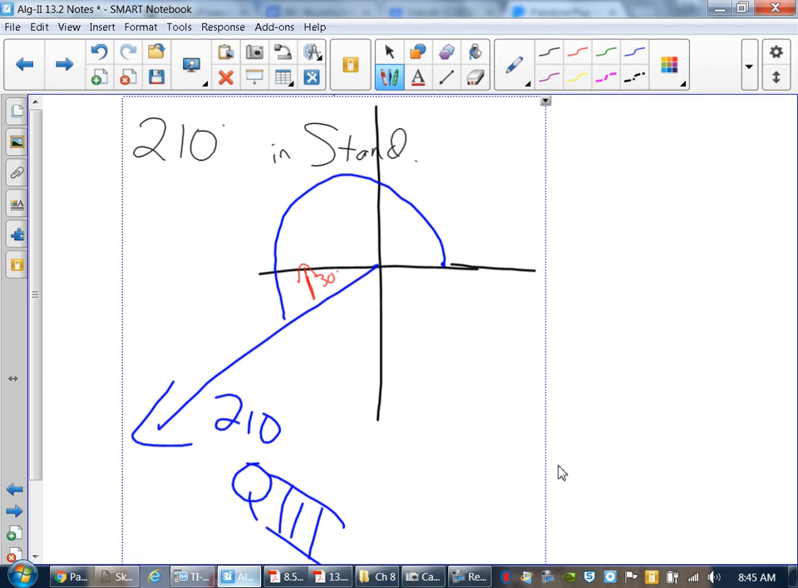There's a reason why I'm doing that, and you'll see why maybe Friday, more than likely on Monday, when we start talking about what are called reference angles. They're kind of important. What's 30 degrees? What's the sine of 30? Exactly.